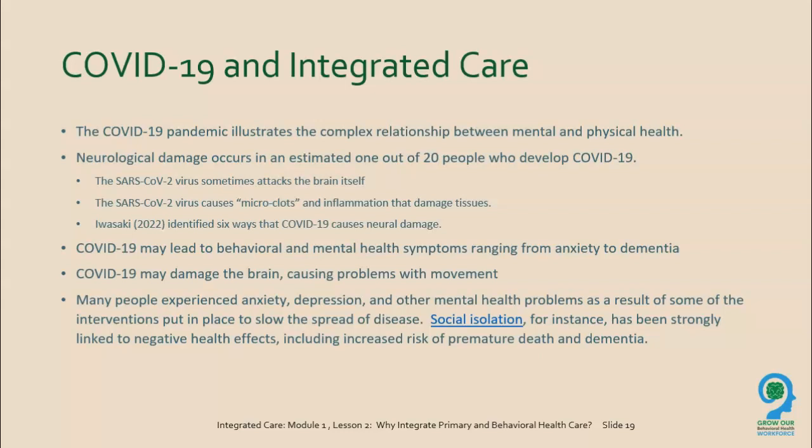And then there's another layer of complexity. Right? When everything shut down, many people experienced anxiety, depression, and other mental health problems as a result of some of the interventions put in place to slow the spread of disease. Social isolation, for instance, has been strongly linked to negative health effects, including increased risk of premature death and dementia. So it's really hard to tease out all of these effects, but we know the virus itself causes neurological damage in multiple different ways. We also know that the stress, the limbo, when is it ever going to be over, the shutdowns, all of those things, the isolation, also have an impact.